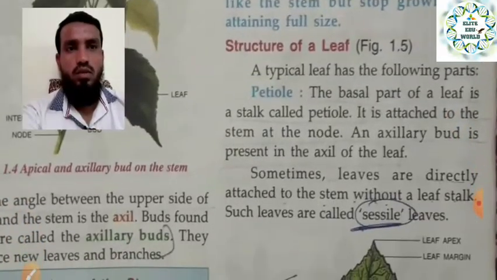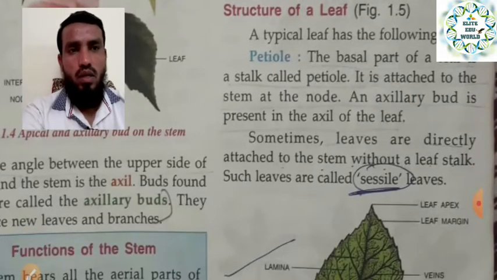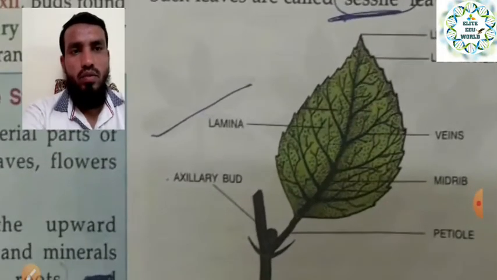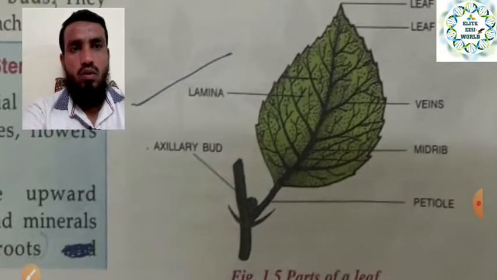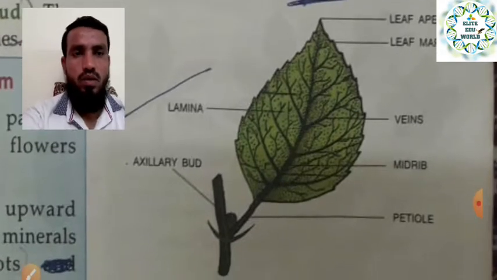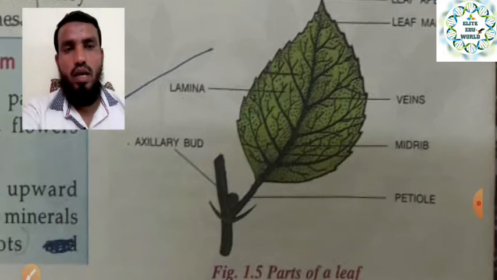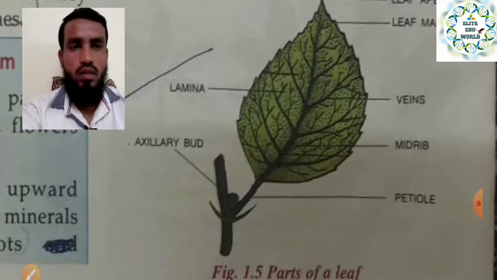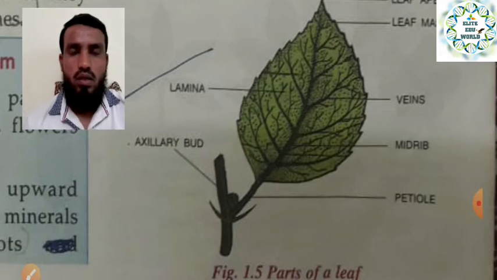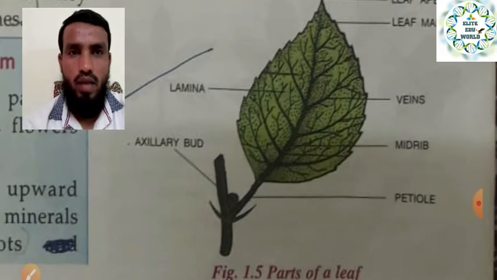Now the structure of the leaf, how a leaf looks. A typical leaf has the following parts. Now we will discuss what a leaf is, how it looks, what the basic parts are, and how we can divide our leaf. Number one, we will start with the petiole, right? So what is a petiole? This is the part arising from the node on the stem. The function of the petiole is to support. Then you can see there is an axillary bud on the angle between the stem and our petiole.